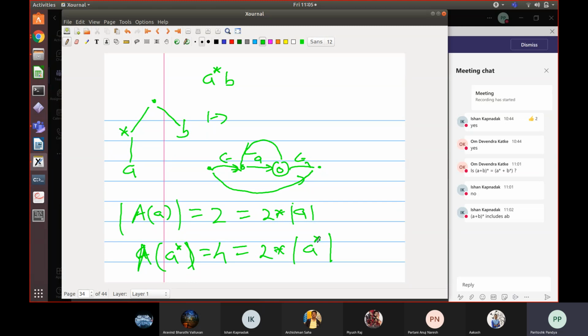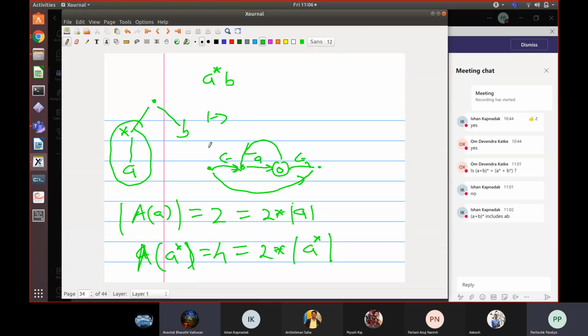So if A star gives you size 2, and 2 times 2 is 4, you can see that the size of the automaton for A star remains within 2 times the size of the expression A star. Did you see that? For this, we have shown that the size of the automaton of this green circled expression is 2 times the size of the expression. What is the size of the green circled expression? 2, right?